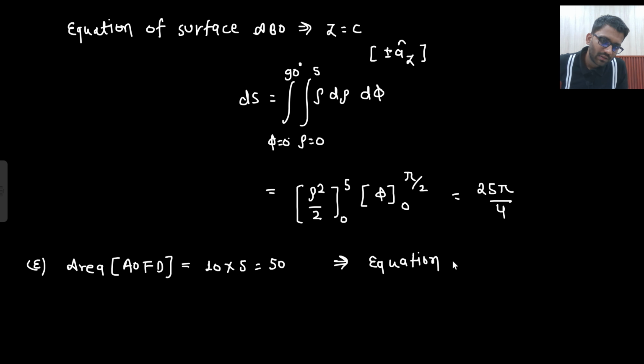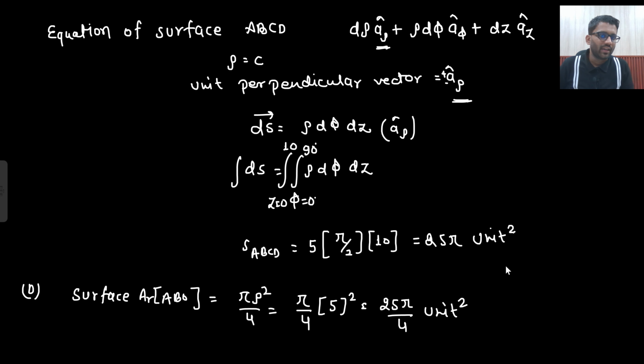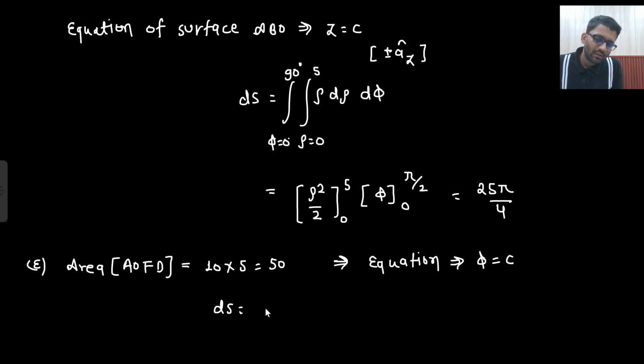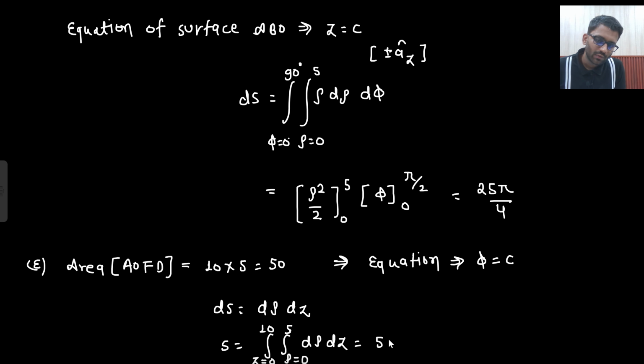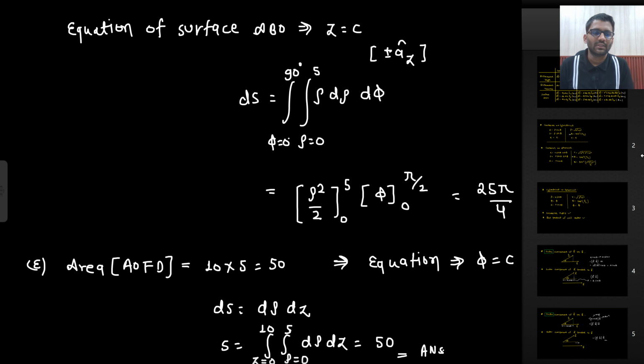Equation is, here what is constant? Here phi is constant. So if phi is constant, then I will only drop a phi cap. If I drop a phi cap, then what will come? D rho and dz. So what will be my ds? D rho and dz, right? So what will be my s? So rho will go from 0 to 5 and z will go from 0 to 10. D rho and dz. So what is the answer? 50. That's the answer. Okay, very easy kind of problems these are.